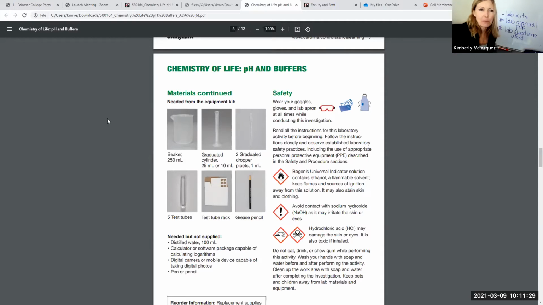And then you need some other materials. Please do not throw these away. You will use these throughout the whole semester. So don't throw away the materials in the general equipment bag after you use them. Rinse them out and you will be using them again.